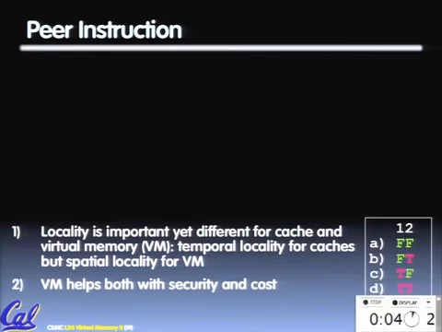True and false. Locality is important, yet different for cache and virtual memory: temporal for caches, but spatial for virtual. And the second is virtual memory helps both with security and cost.